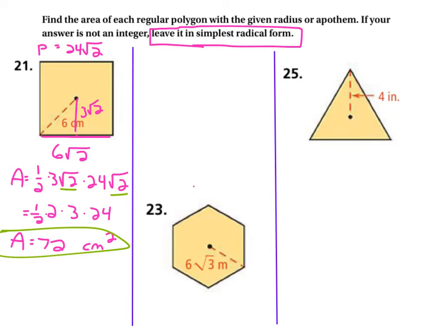Now for number 25, I'll do the work up top, but the first thing I'm going to do is draw an apothem here. Okay, and I'm going to draw this little triangle. This is that blue apothem, and this right here, they gave us that radius of 6 root 3. Okay, 6 root 3.